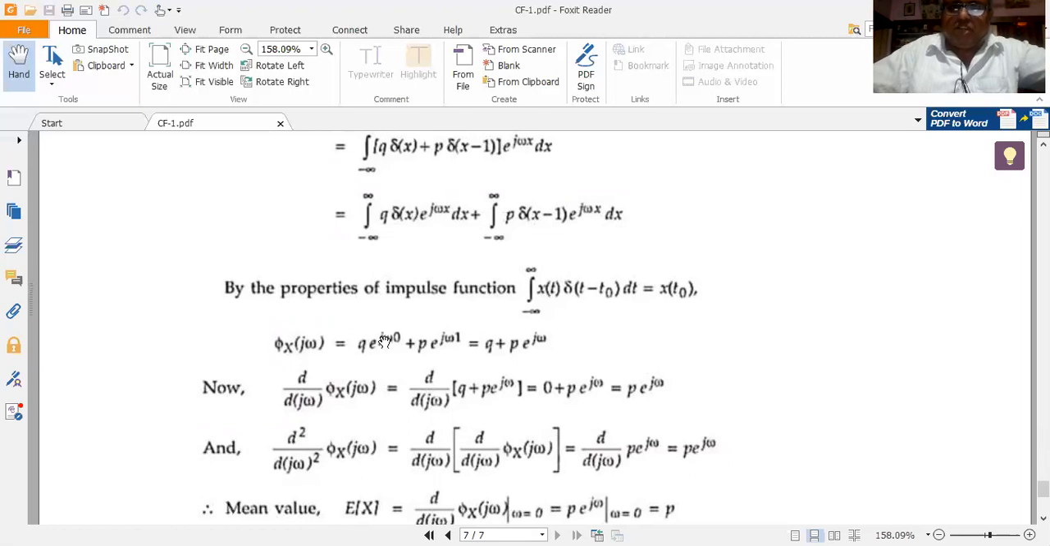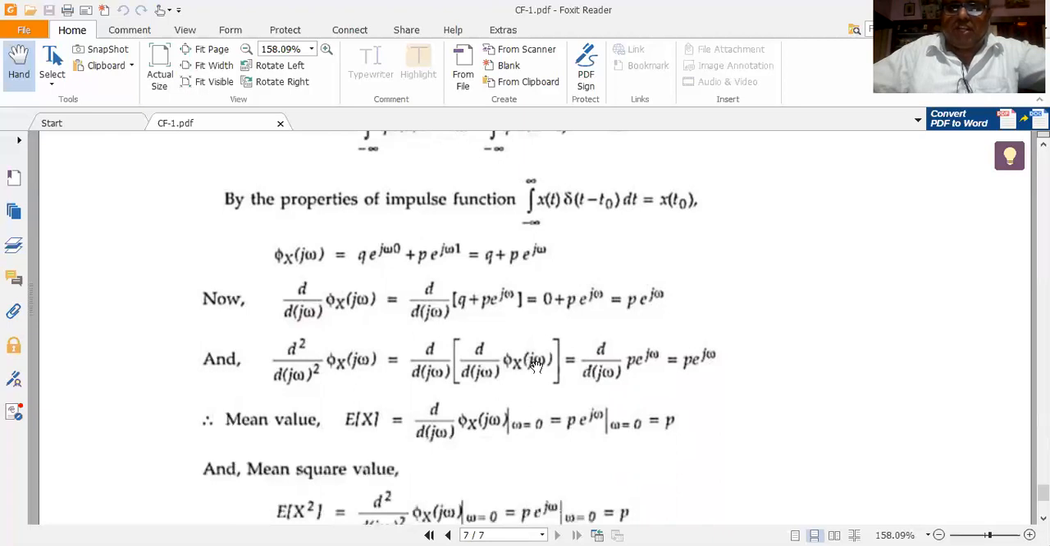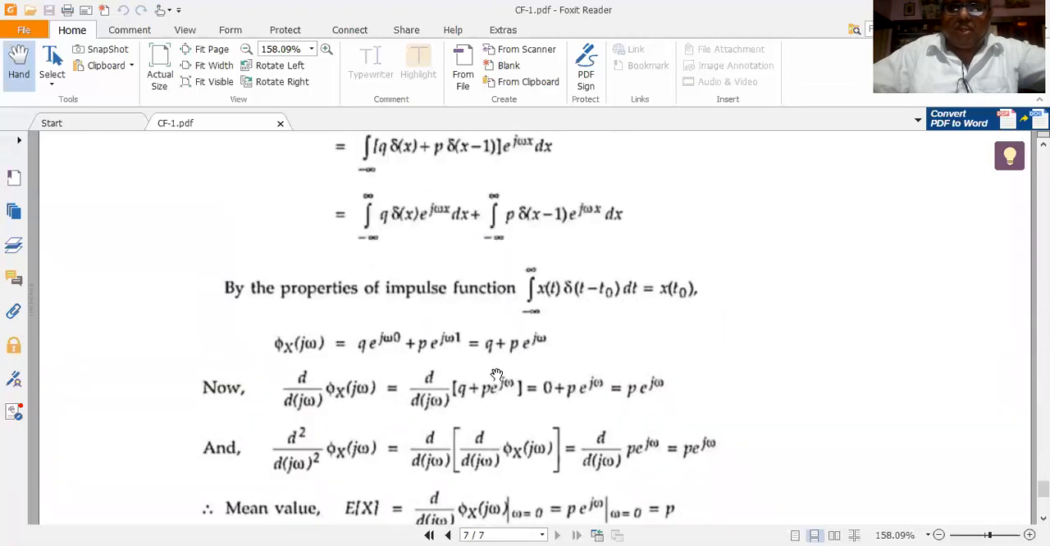So substitute x is equal to 0 in the first integral, first part. Put x is equal to 1 in the second part. So this becomes q e to the power of j omega 0 plus p e to the power of j omega 1, or q plus p e to the power of j omega. So this is the CF of the Bernoulli distribution. Now I have to find the mean and the mean squared value.